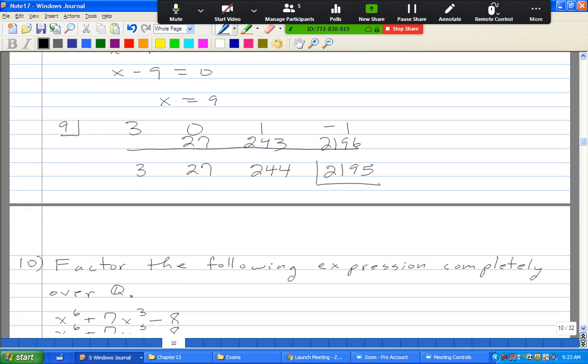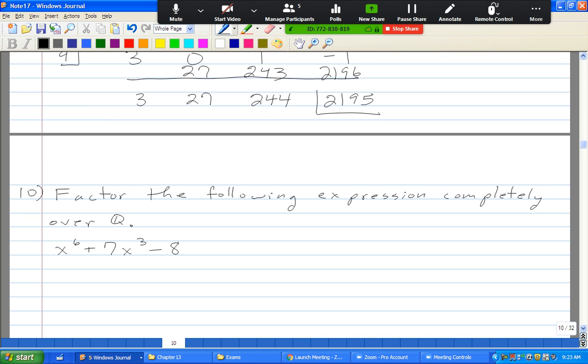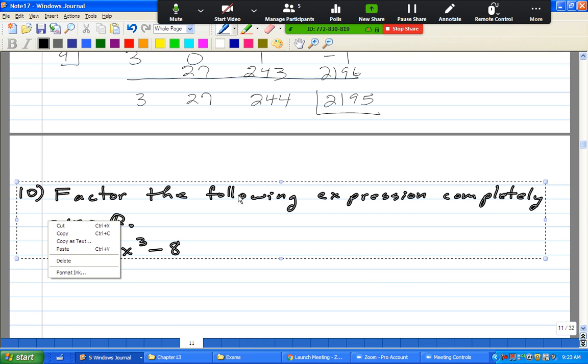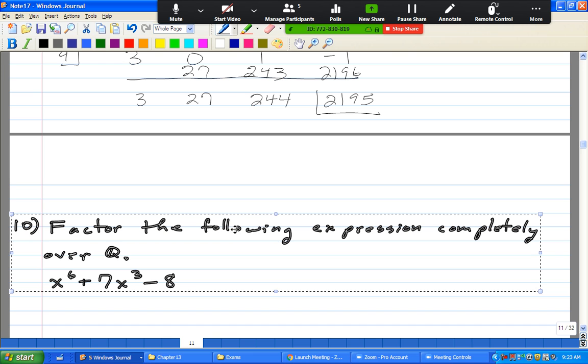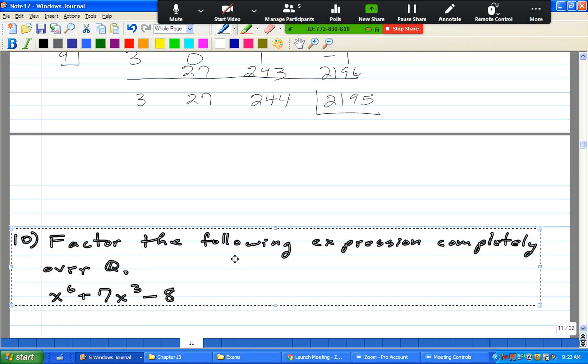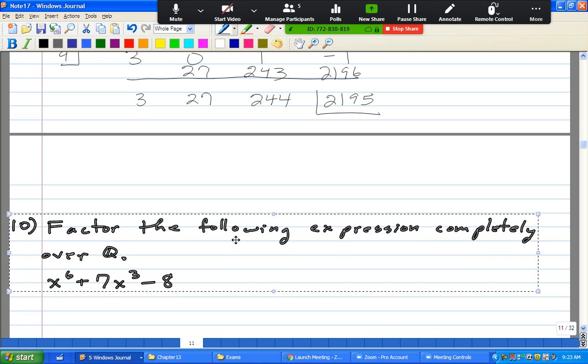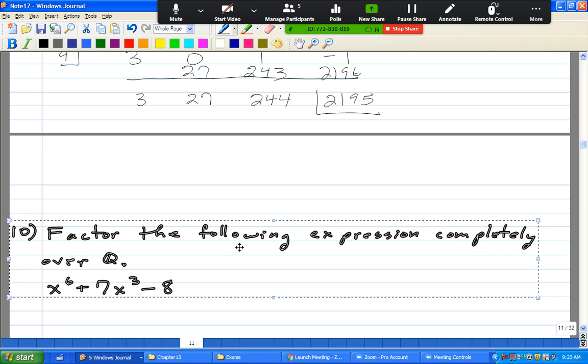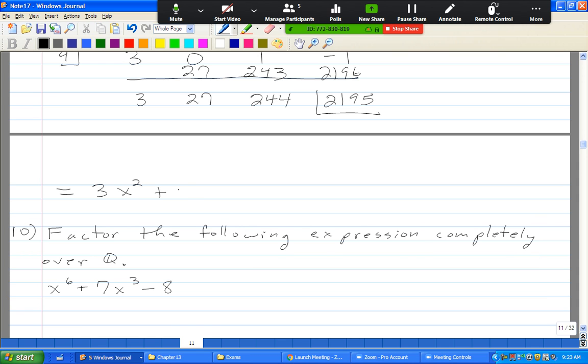Okay, so now let's just write down the answer. And so we start out with a cubic, and so my answer will be a quadratic. There it is. And so my answer is 3x squared plus 27x plus 244 plus my remainder of 2195 over x minus 9. And that is my answer.